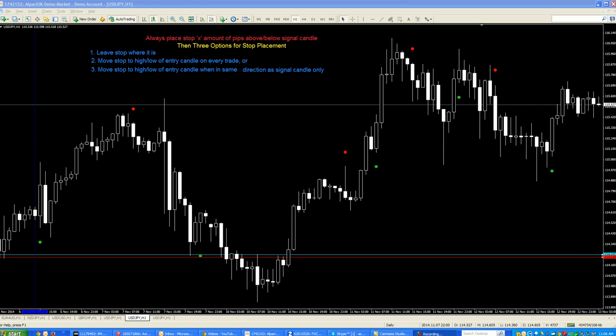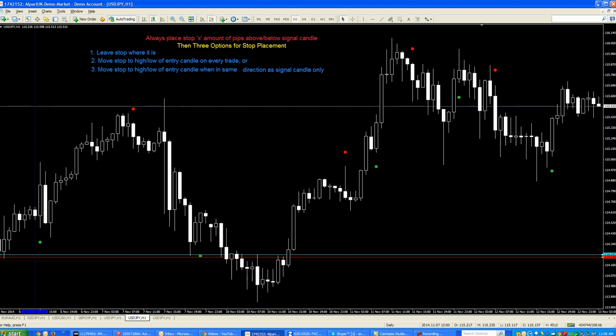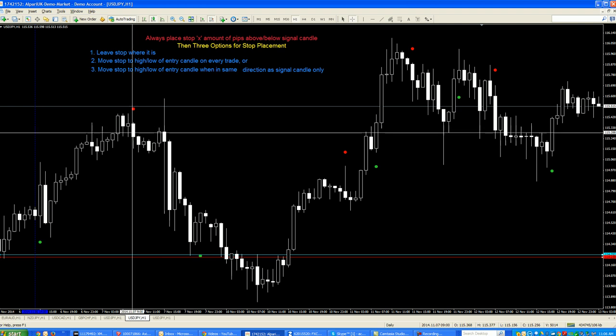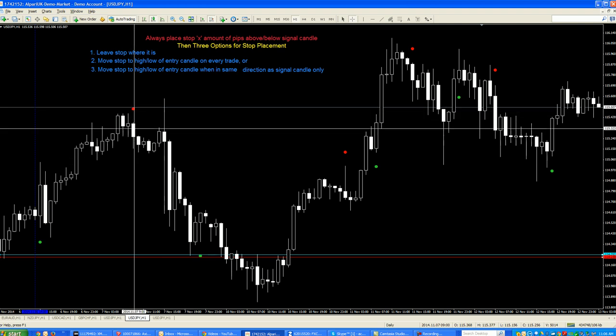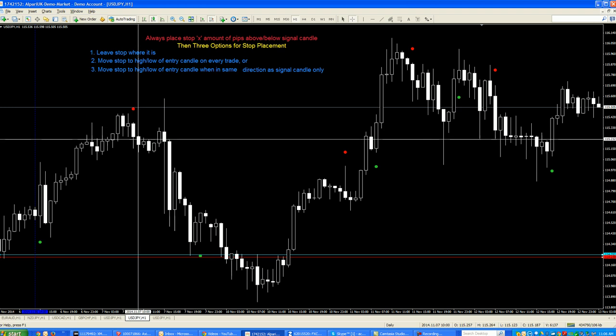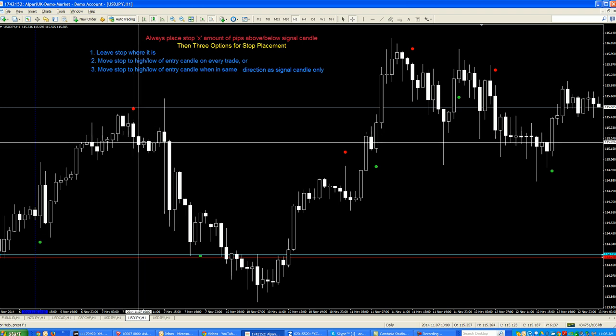Alright, when a trade signal, say we're taking every signal on this chart, just a 1 hour Japanese yen chart, I always will place a stop X amount of pips above or below the signal candle. Now if we're looking at this red dot here, the signal candle is the candle that the dot is above or below, and the following candle I call the entry candle. So we've got the signal candle and the entry candle.